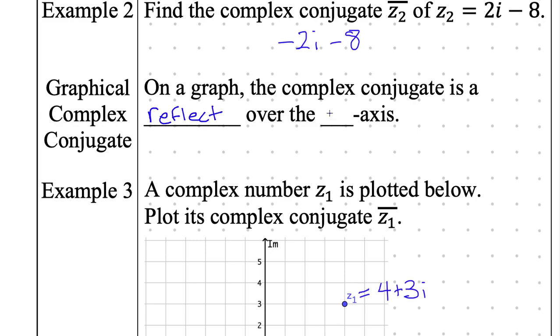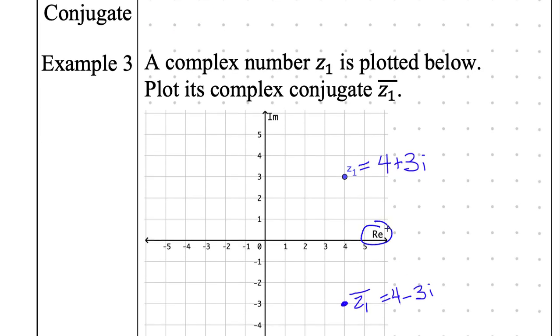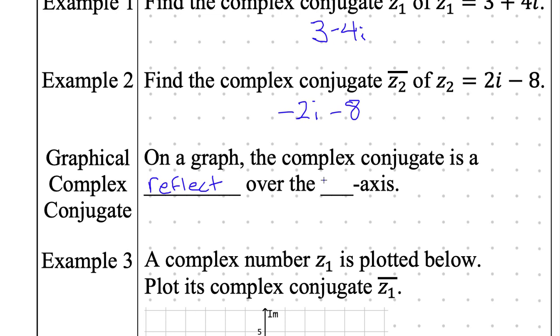Over the, well, it's not the x-axis, it's now the real axis. If you reflect over the real axis, that is the graphical representation of the complex conjugate. So far, so good? So there's two different ways. There's the algebraic way where you switch the sign of the imaginary, and then there's the graphical way, which is reflecting over the real axis. You need to know both of those for the homework tonight.